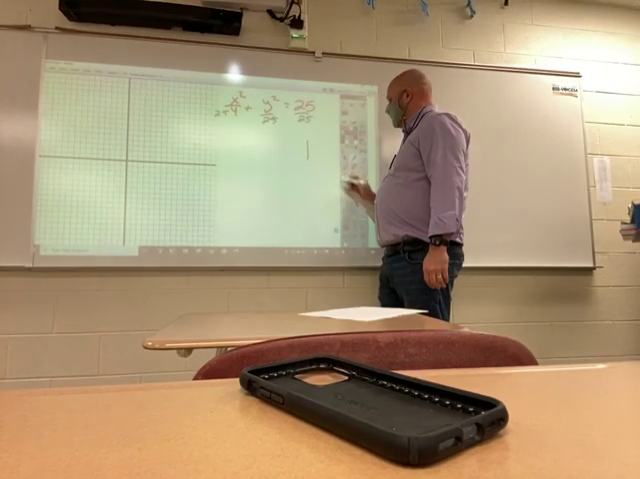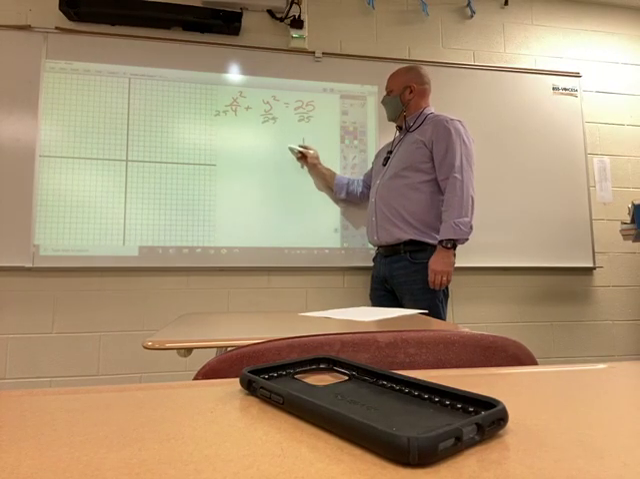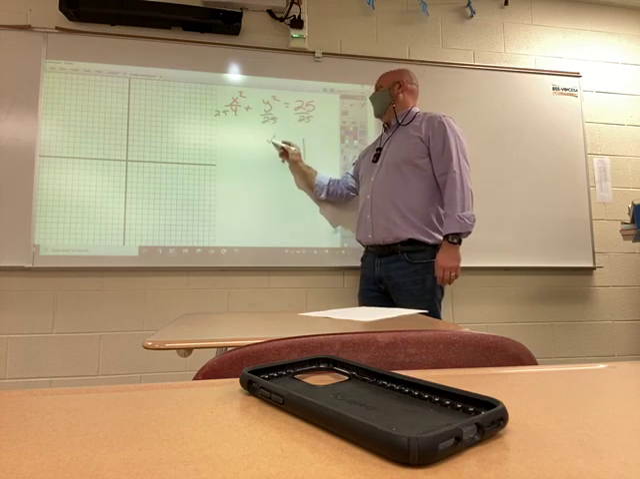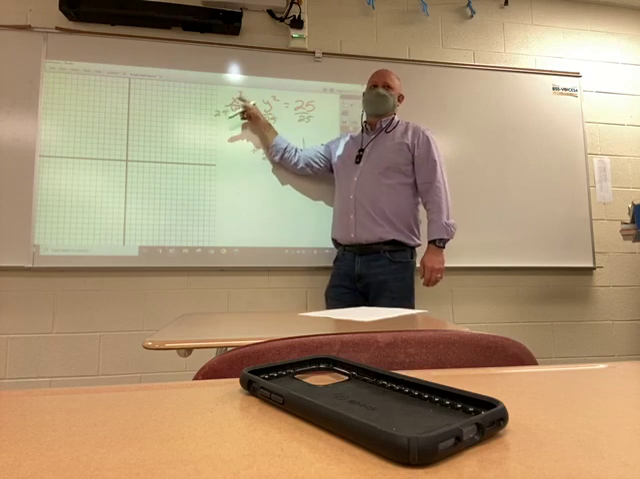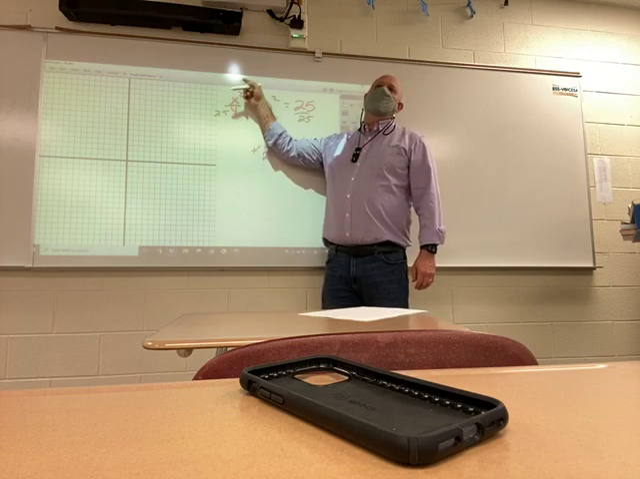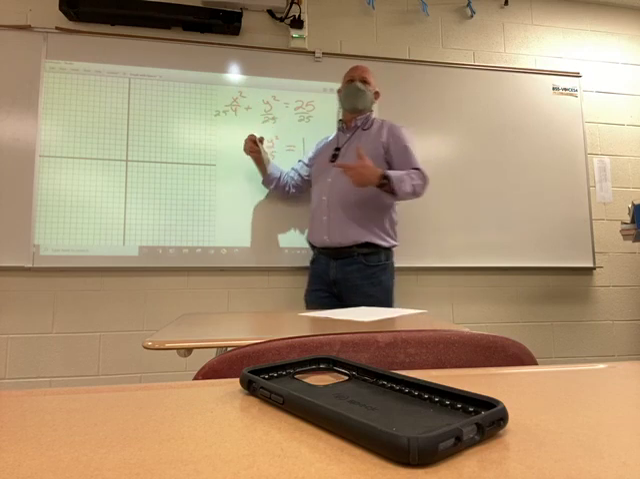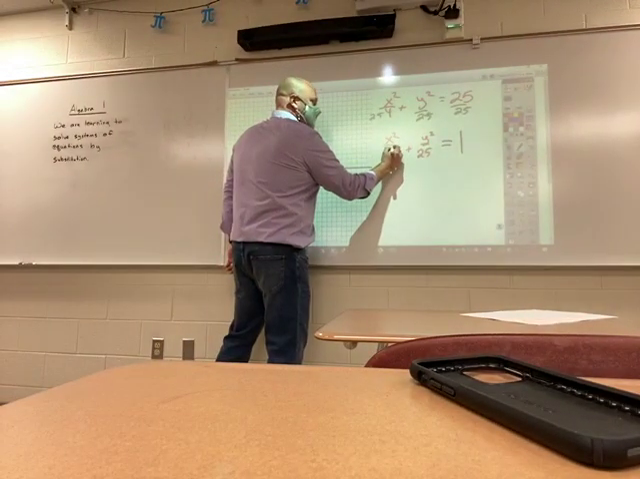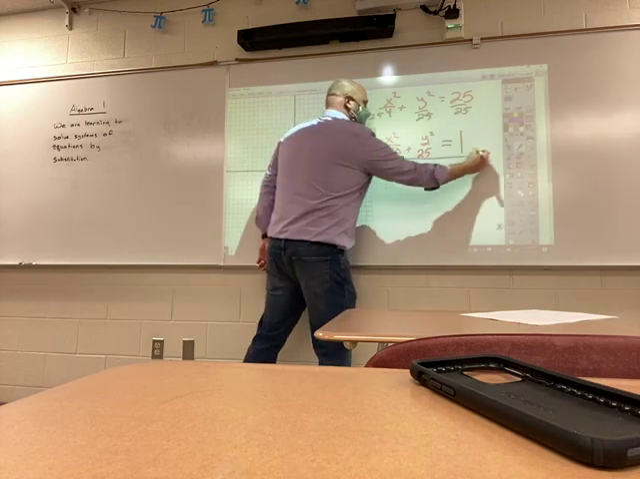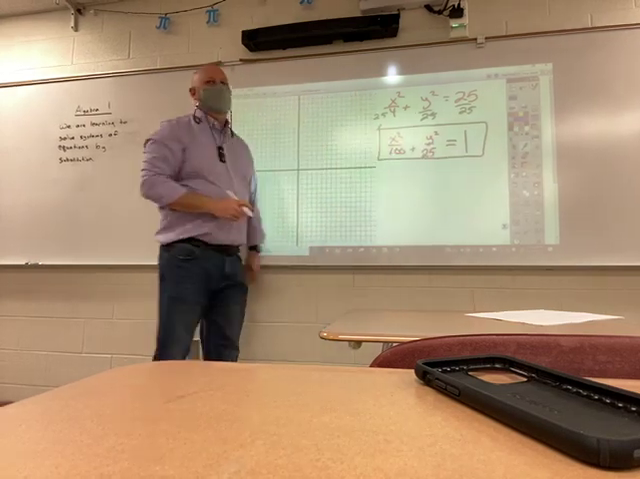I'll put it back in red. 1 is going to equal, this one's easy, y squared over 25. What does this turn into? X squared over 4, and if I divide 1/4 by 25, I get over 100. This is the standard form of that.